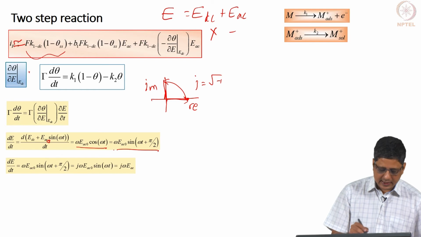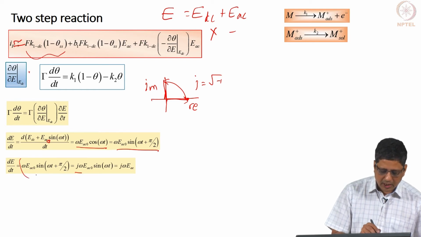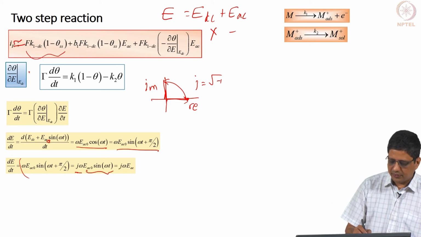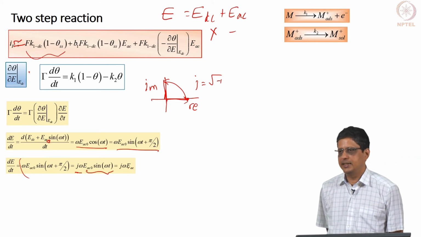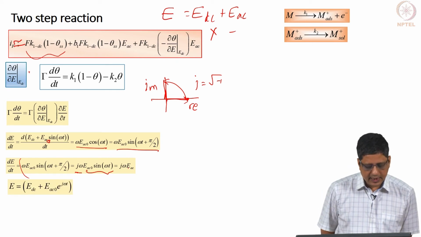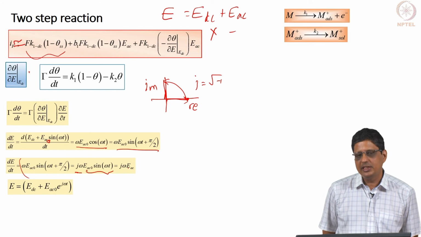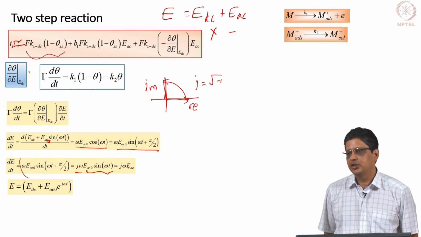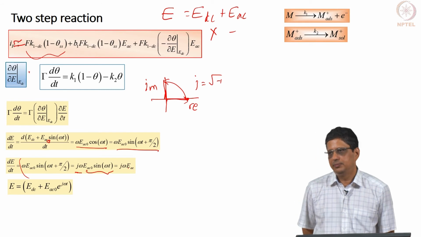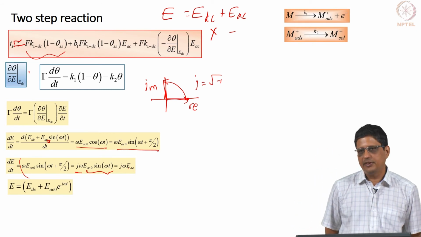So, I can write this expression as, take this value of sin omega t EAC 0 multiplied by omega, and then say that is equivalent to multiplying by j, and this expression I would get as j omega EAC. This is another way to derive this. You can say E is EDC plus EAC 0 e power j omega t, where it is actually cos omega t plus j sin omega t. So, it is a complex representation of the potential.